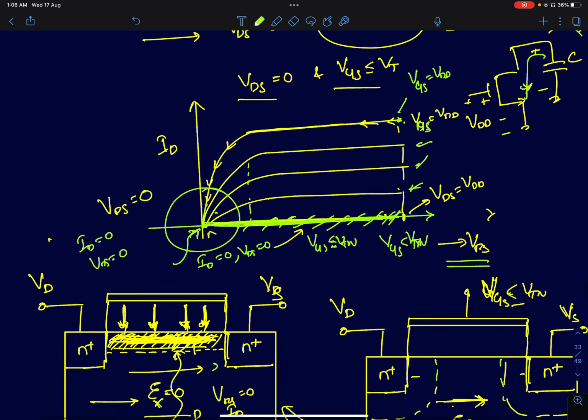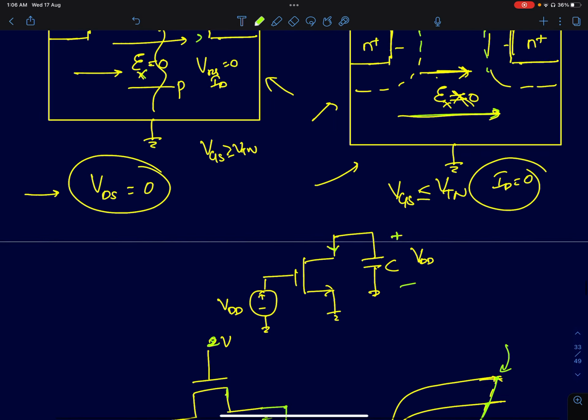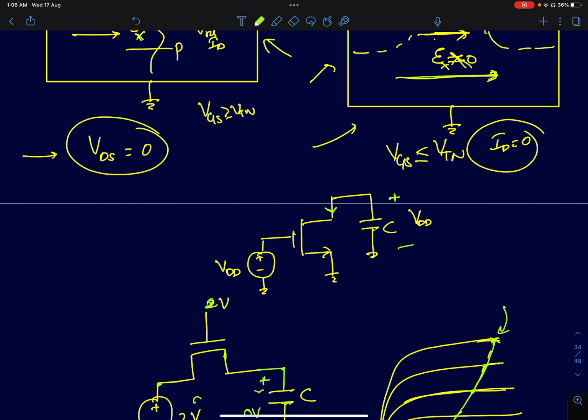So I'll take some very trivial examples to discuss that. The first case is an NMOS device. I've connected a fixed voltage source between gate and source, so your VGS is always equal to VDD. And at the drain terminal, I've connected a capacitor charged to VDD.